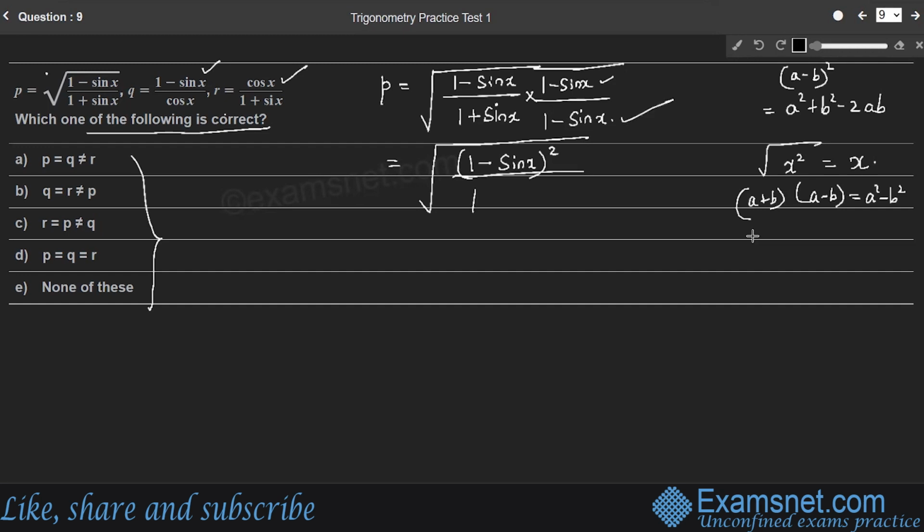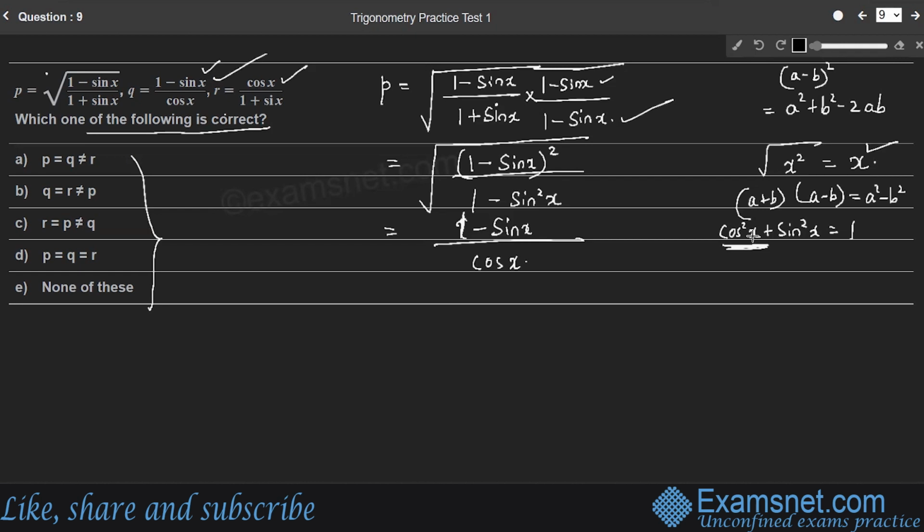Which is 1 minus sin squared x. A squared minus b squared, right? So here, the root of a square number is the number itself. Therefore, 1 - sin x will be the numerator, and the denominator becomes 1 - sin squared x, which is cos squared x. Its root is cos x, because cos squared x plus sin squared x is 1. So 1 - sin squared x becomes cos squared x. Root of cos squared x is cos x. Therefore, we have (1 - sin x) by cos x as the answer.